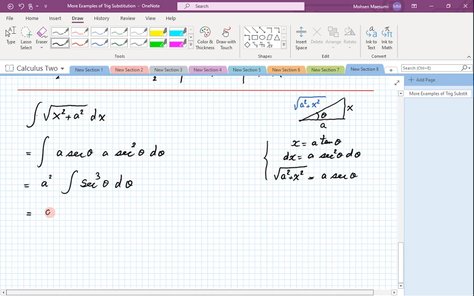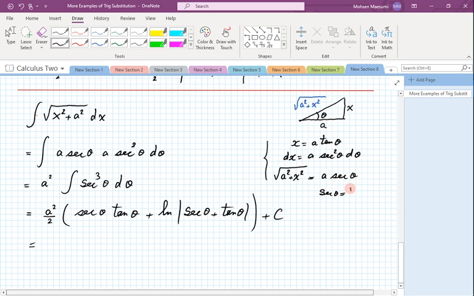And that is a squared. A factor of 1/2 comes here. Secant of theta tangent of theta plus logarithm of secant of theta plus tangent of theta, and then a constant. So a squared times, let's write this thing, secant of theta. What is that? Is that radical x squared plus a squared over a. How about tangent of theta? Tangent of theta, well, that's going to be x over a.